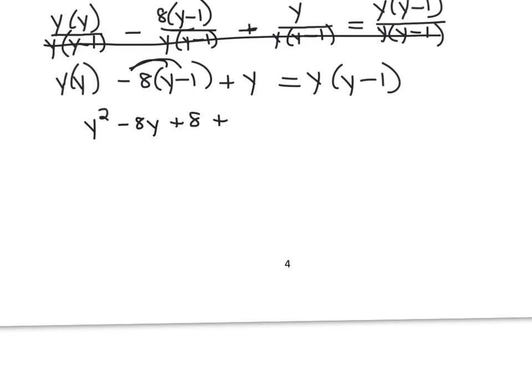And then I'm going to bring down the plus y, bring down the equal sign, and then distribute. Y times y is y squared, and y times negative 1 is negative y.